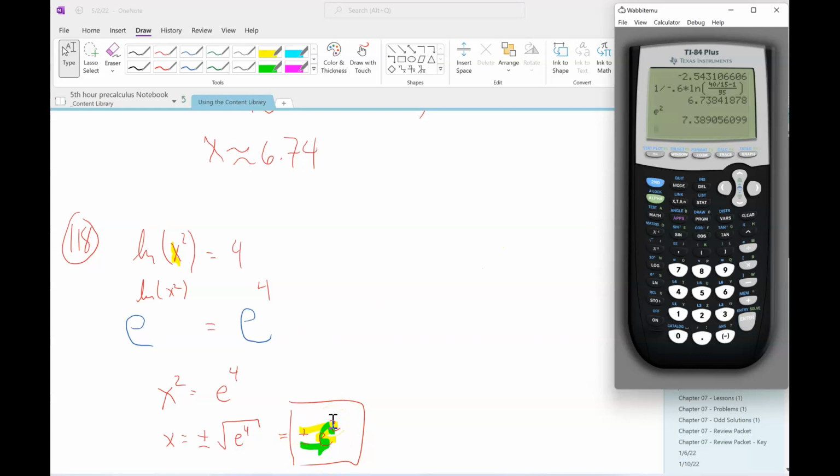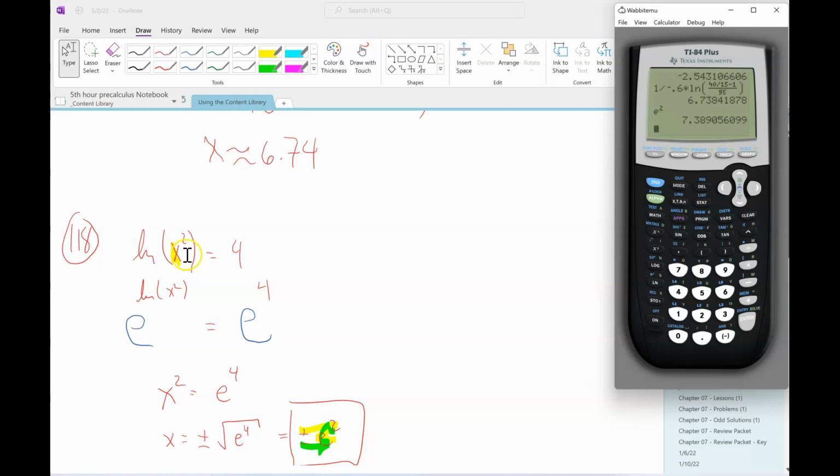The check is that you can't take the log of a negative number or 0. So I just have to make sure when I plug my answers back into the original that I'm not getting a negative inside a log or a 0 inside a log. So that's all I'm doing when I'm checking. Does that make sense, Victoria?